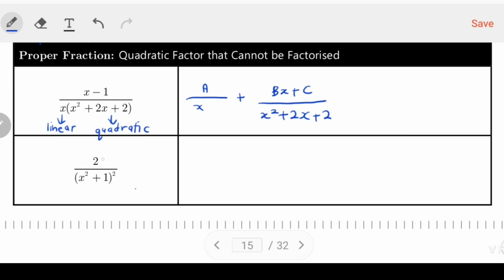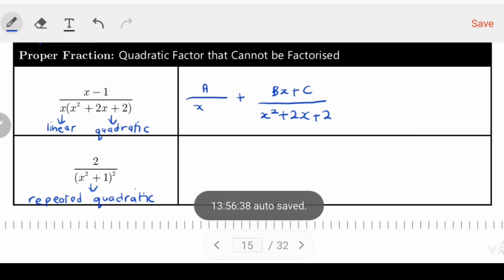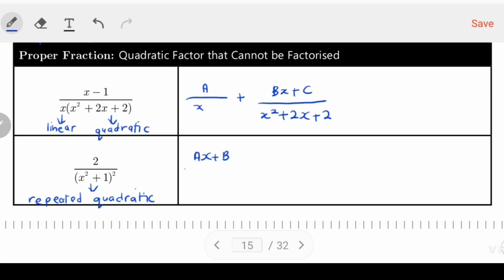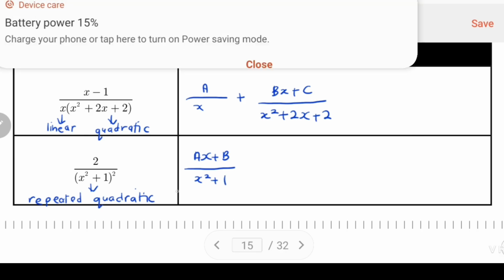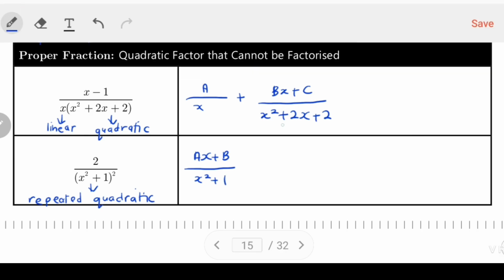For the second example, we have 2 over x squared plus 1 squared. So we have a quadratic that is repeated twice. And x squared plus 1 is a quadratic that cannot be factorized. So it is a repeated quadratic. So if we express as partial fraction, we're going to have a linear on top of x squared plus 1, so ax plus b over x squared plus 1. And since the quadratic factor is repeated twice, we're going to have plus cx plus d over x squared plus 1 squared.